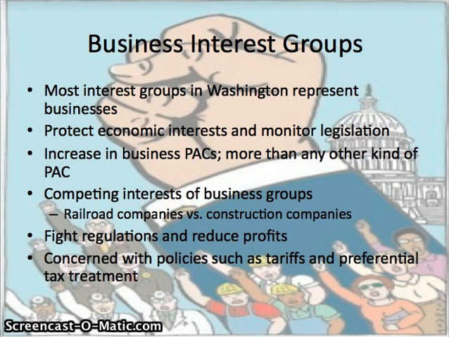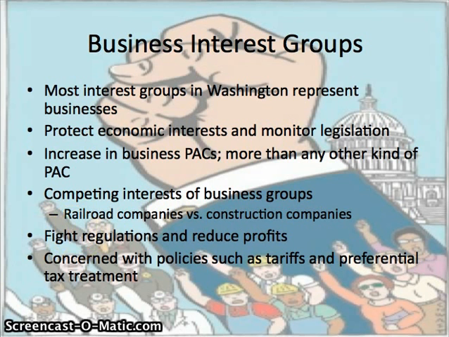Okay, they therefore are going to seek preferential tax treatments, and also they're very concerned with tariffs, right? They want to make sure that their domestic interest is protected. So a lot of businesses actually are in favor of tariffs to a certain extent.